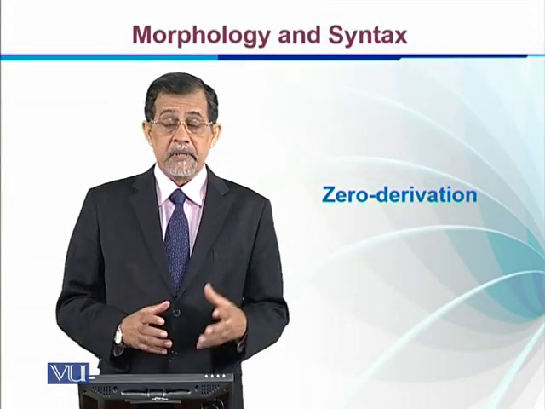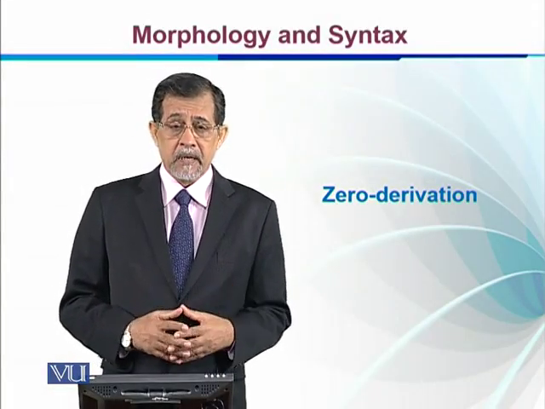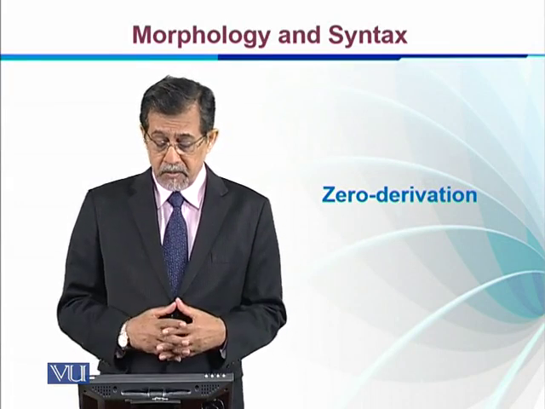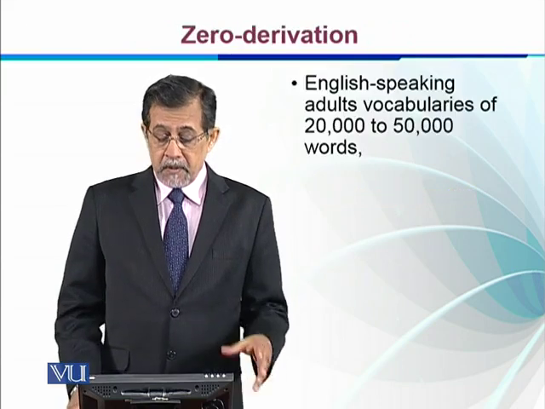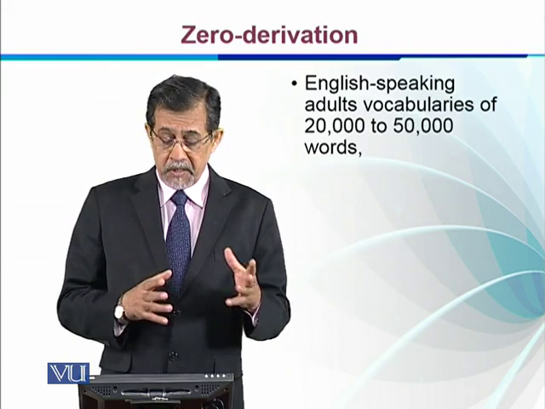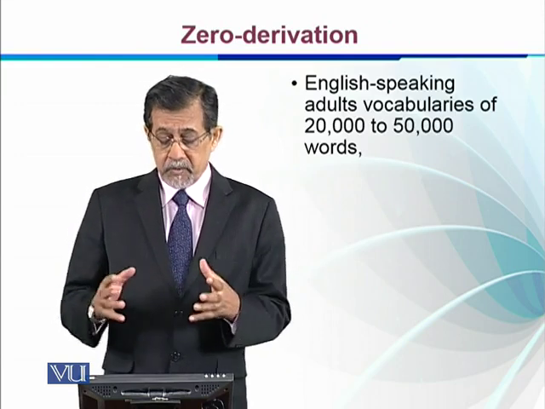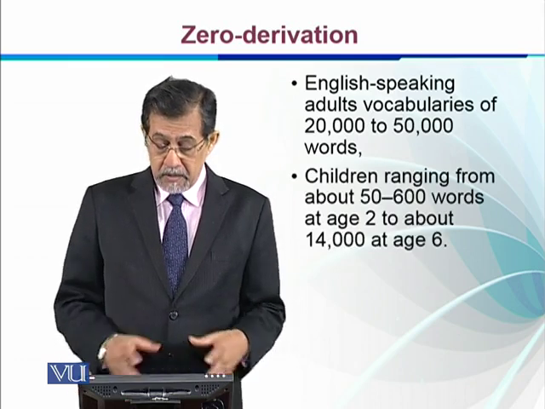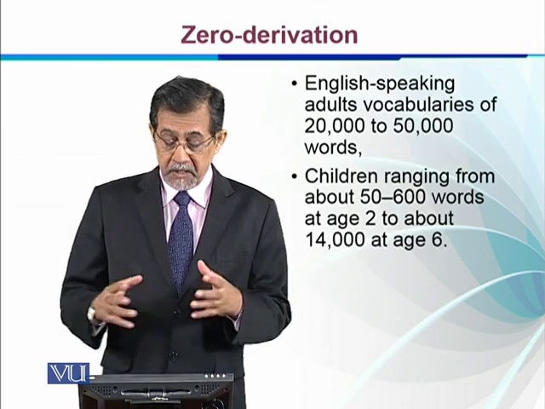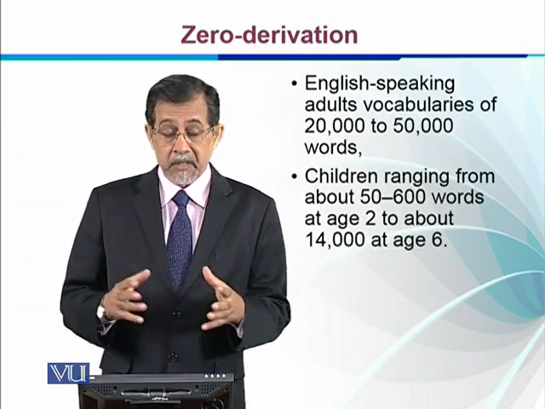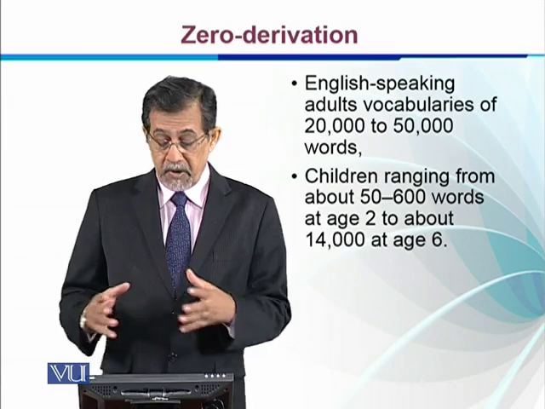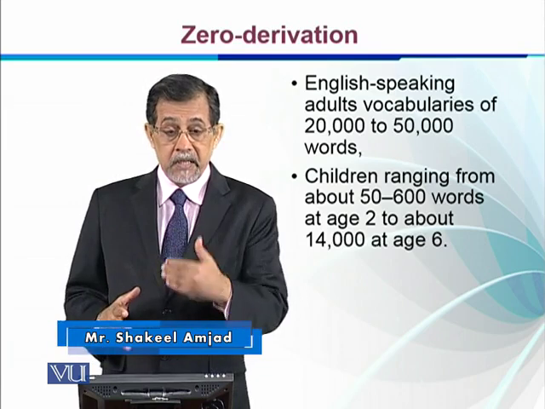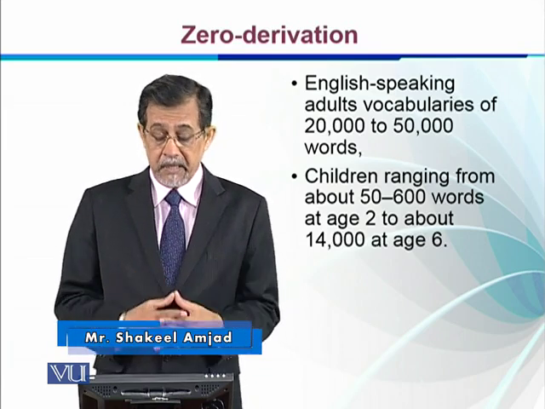Zero derivation. Derivational morphemes are generally class changing morphemes. So, what do we mean by zero derivation? English speaking adults generally use a vocabulary of 20,000 to 50,000 words, and children range from 50 to 600 words at a young age to about 14,000 words till the age of 6. Children are in the process of learning the language.